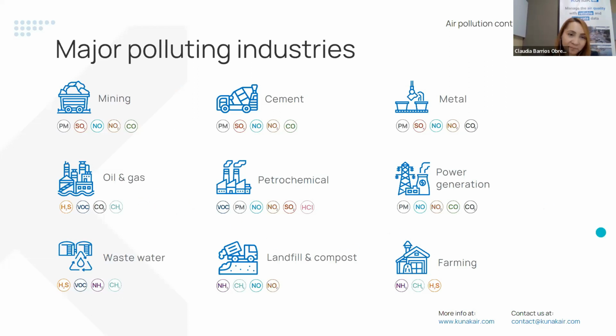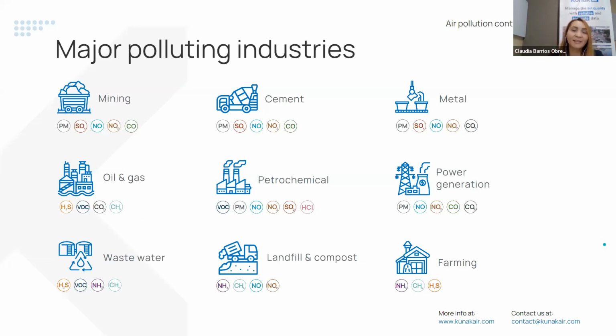Then we have oil and gas. Every stage of oil and gas operations, from production to extraction, processing to distribution, releases air pollution that negatively affects public health and environment. The largest industrial emission sources are the volatile organic compounds and the methane. The first one contributes to the formation of ground level ozone, better known as smog. And the second one is a potent greenhouse gas.